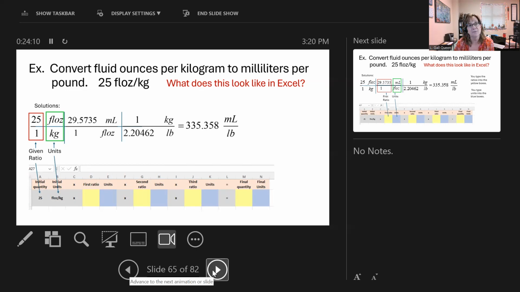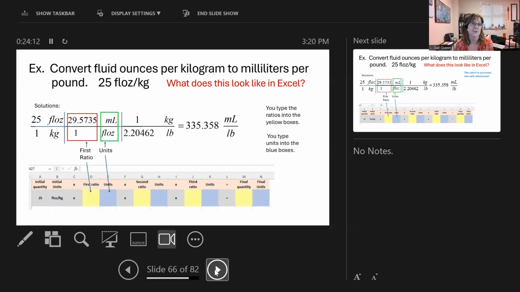So then we go over to the first ratio. This is the fraction that we brought. This is our fraction that's equivalent to 1. The ratio that we have here is milliliters per fluid ounce. All right, so the red box has our fraction in it, 29.5735/1. That's going to go in the yellow cell, but don't type that in yet. The units, milliliters per fluid ounce, go in the blue box.